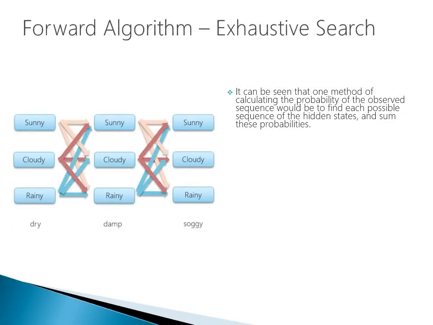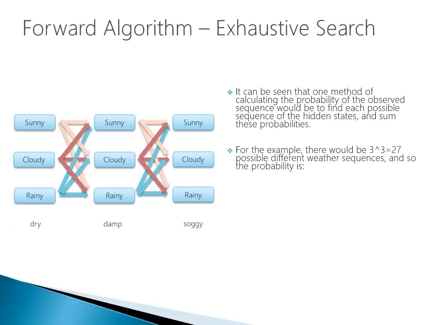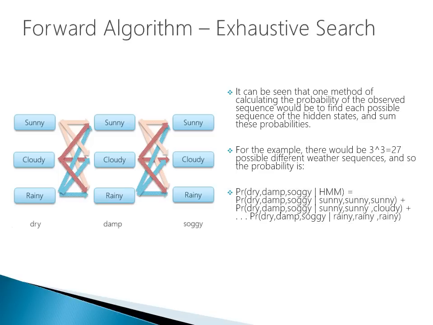It can be seen that one method of calculating the probability of the observed sequence would be to find each possible sequence of the hidden states and sum these probabilities. For example, there would be 3 raised to the third equaling 27 possible different weather sequences, and so the probability is described as follows. I'm not going to read the entire formula, but we can walk through the entire flow of this trellis diagram and determine the maximum number of probabilities.